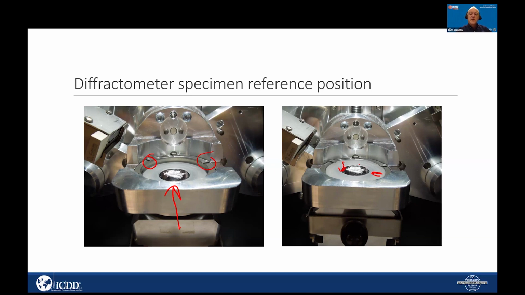Everybody's instrument is a little bit different, but typically there's some kind of reference point that you want your sample holder plane to be in position for correct alignment.